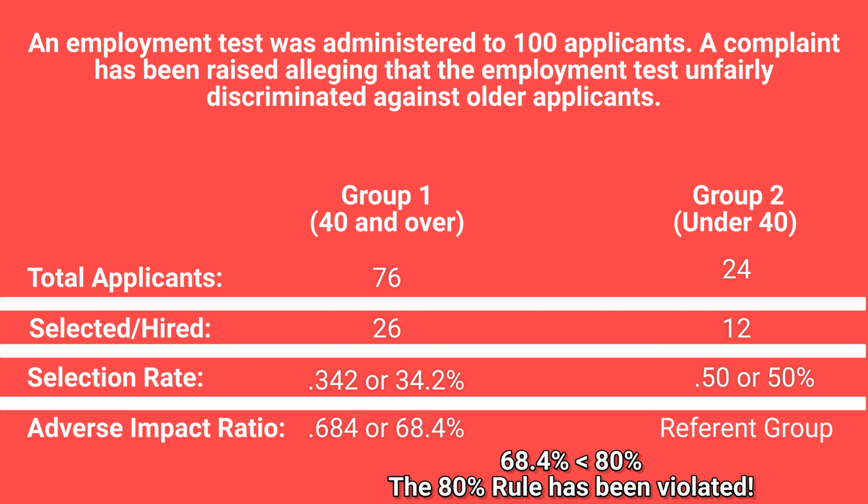The 80% rule is a rough estimate and does not provide statistical proof of discrimination. We would calculate statistical measures such as Fisher's exact or chi-square to determine whether the results from the 80% rule are in fact true and not due to chance.